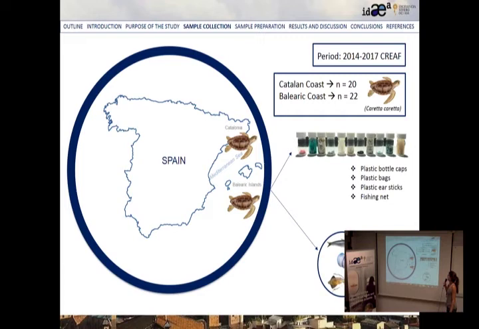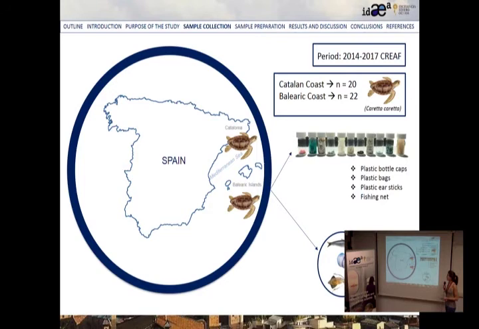Turtle samples of Caretta caretta were collected on the Catalan coast and 22 on the Balearic coast, from 2014 until 2017 by CREAF. For the prey samples, we made different pools of five individuals of sardine, jellyfish, and squid. These are only from the Balearic coast. The plastic samples were also collected in the Balearic Islands, and we had samples of plastic bottle caps, plastic bags, plastic gear sticks, and also fishing nets.